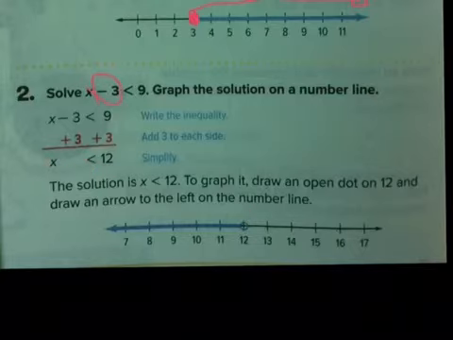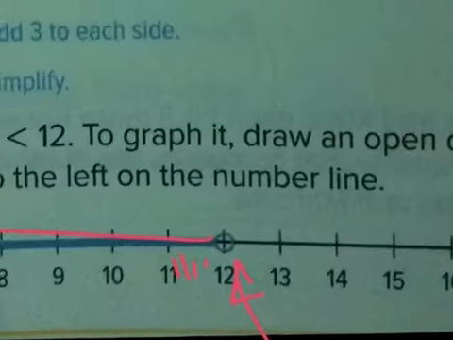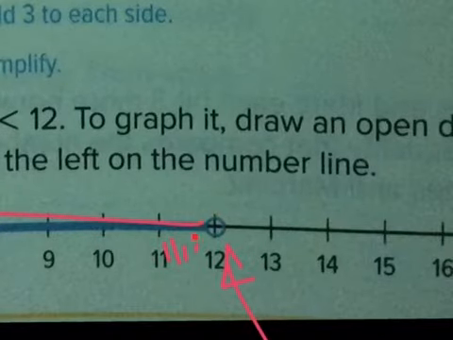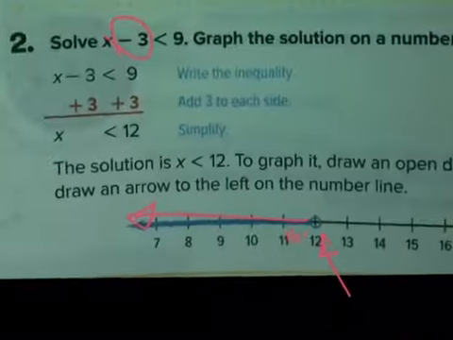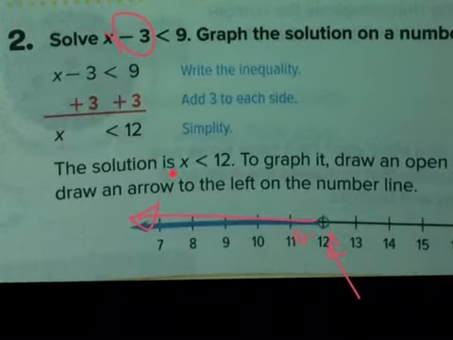So here we have our 12, and we're saying that x can be anything in this direction: 11, 10, 11.5, 11.3, anything in there. But it cannot be 12. You notice how 12 is not colored in? You see that? Because it's not 12. It's anything less than 12. X is less than 12.